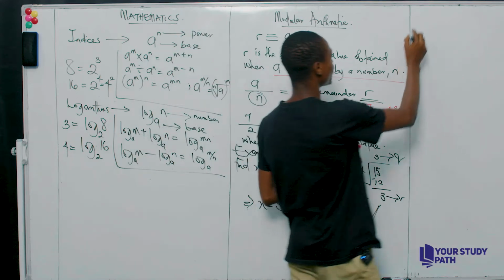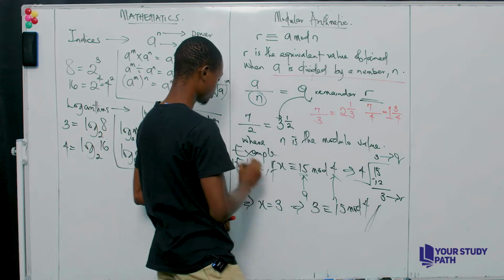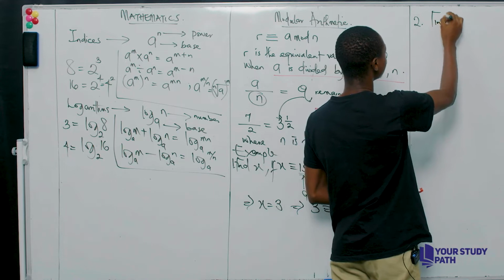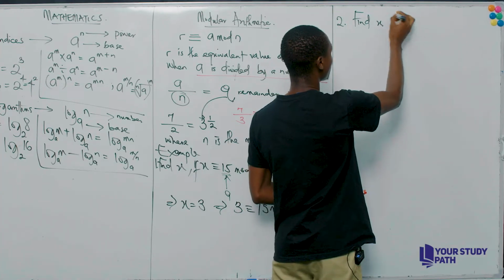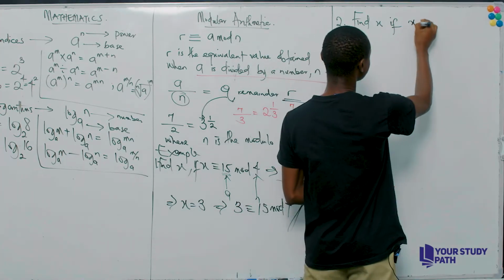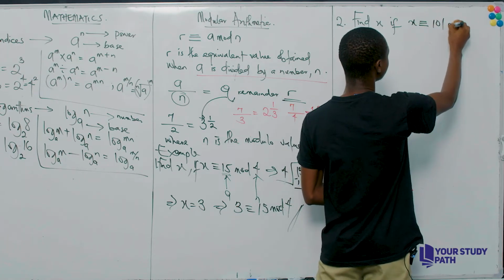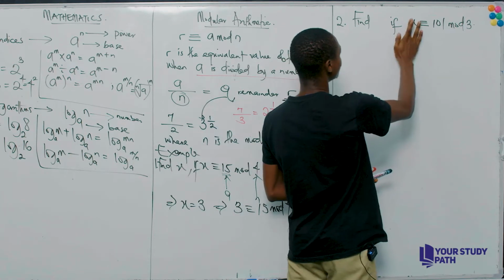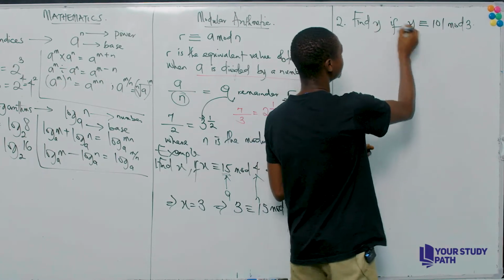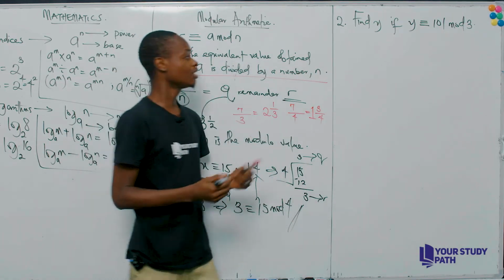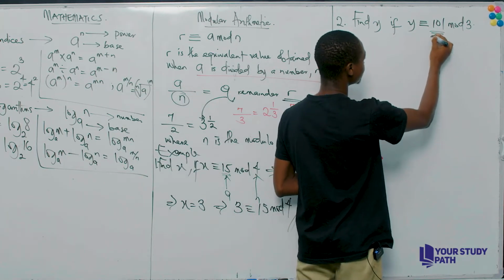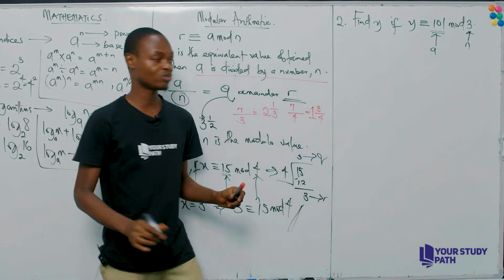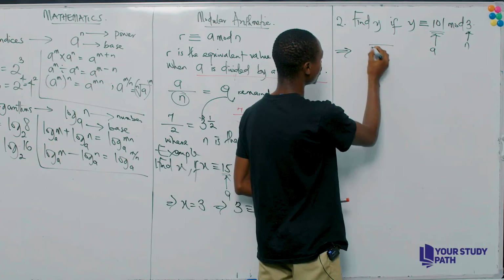Let's call this 1, 2. Let us find x if x is equivalent to 101 mod 3. Of course, x is just a letter. If you don't like x, you can always say find y. That will still not change anything. That's not a problem. Again, you identify this as your number. Then you identify this as your modulo value. And then you proceed towards long division.